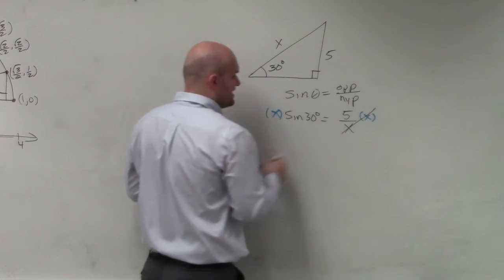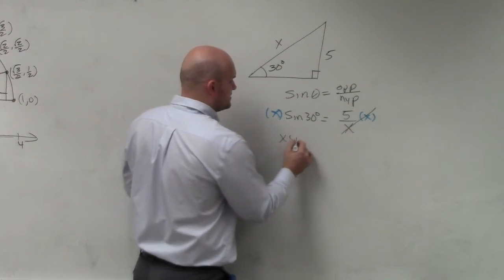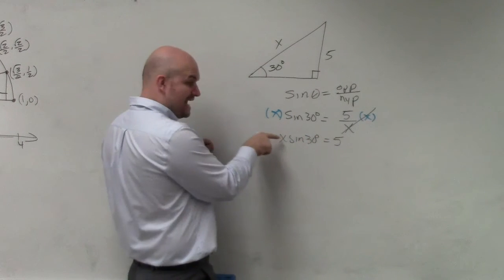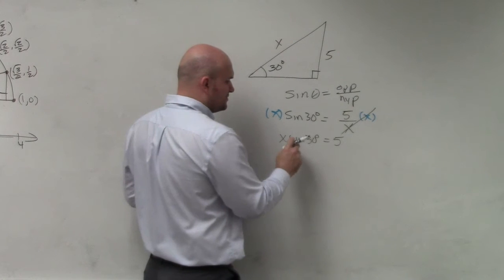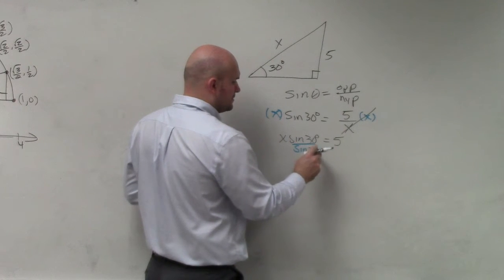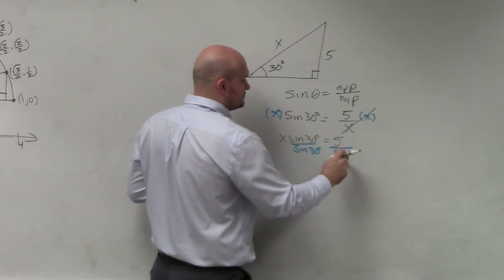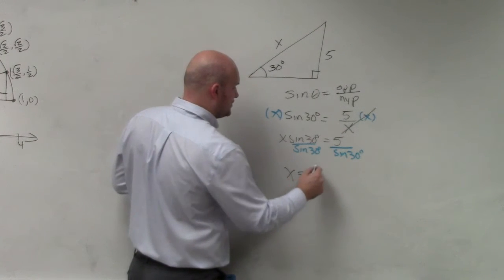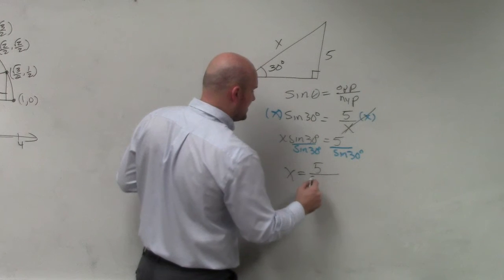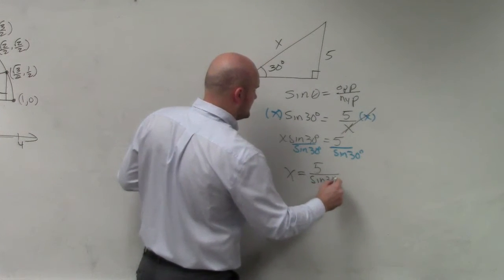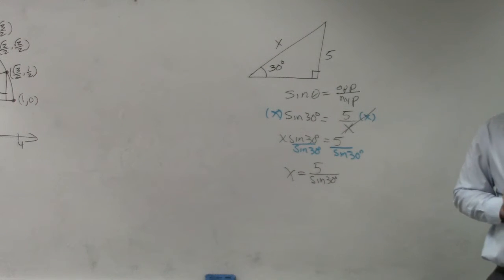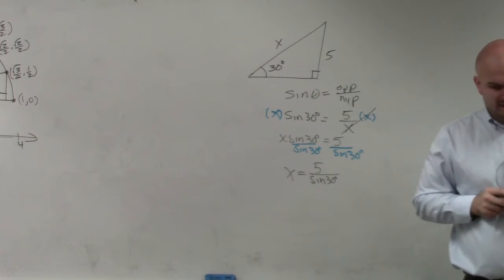Therefore, that divides the x by x, which gives 1. I'm left with x sine of 30 degrees equals 5. Now, to solve for x, I need to divide by sine. So therefore, x equals 5 divided by the sine of 30 degrees. OK? Now, all we need to do is figure out what that value is.